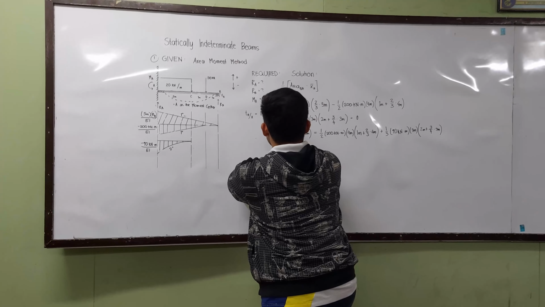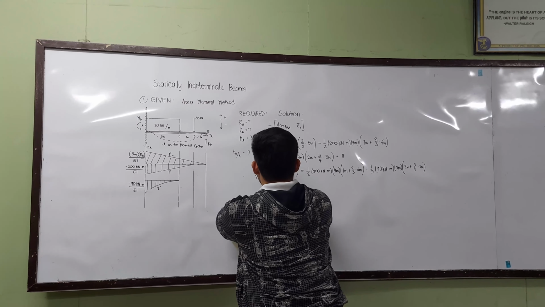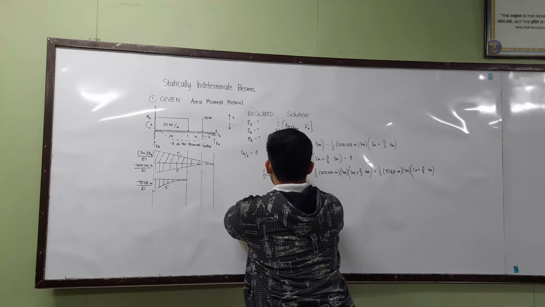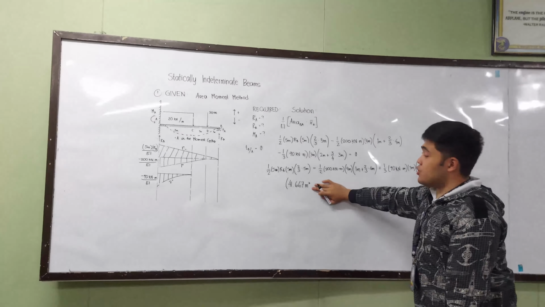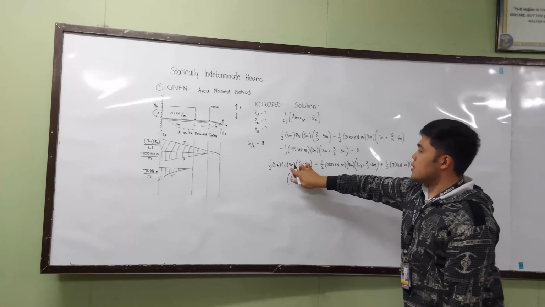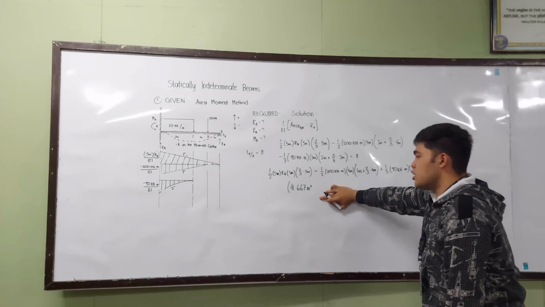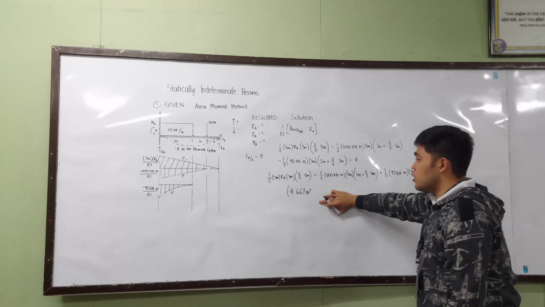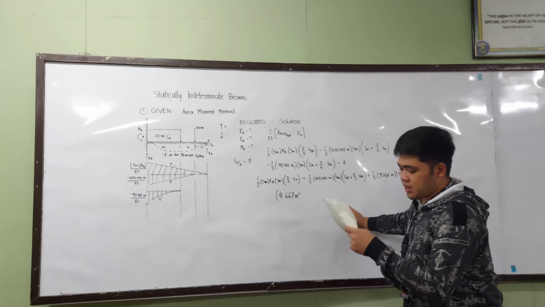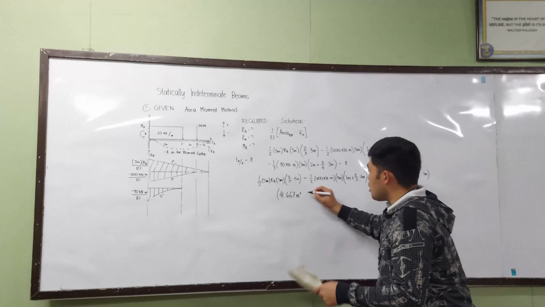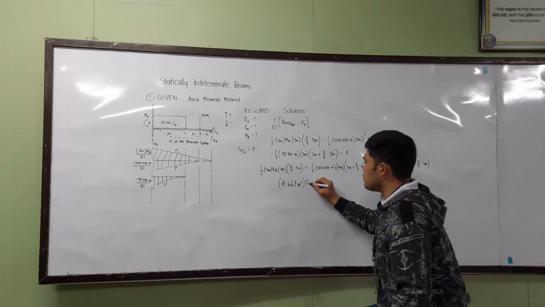So it's 1/2 times 5 meters times 5 meters. Okay. So it's meters cubed since meter times meter times meter. By calculating these values, we get an answer of 41.667 meters cubed.